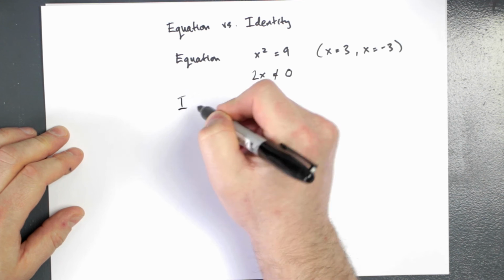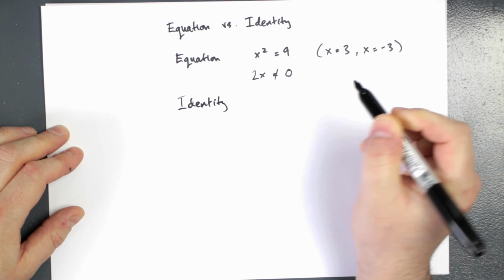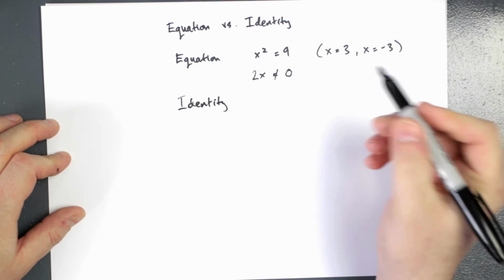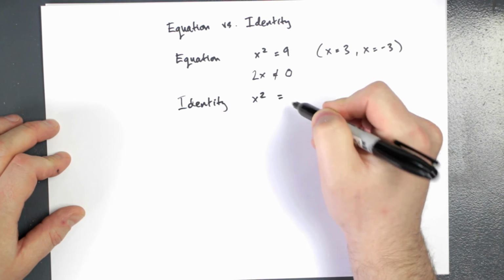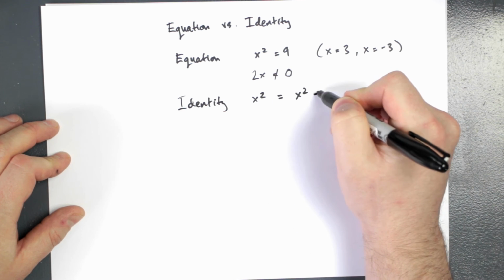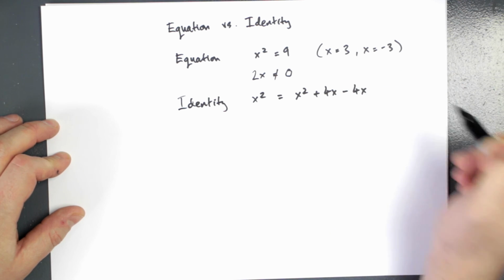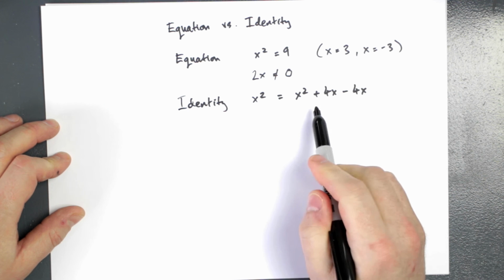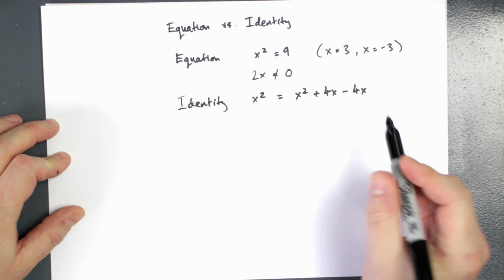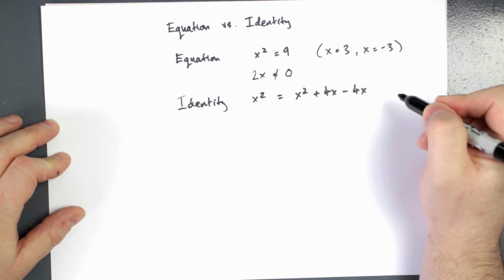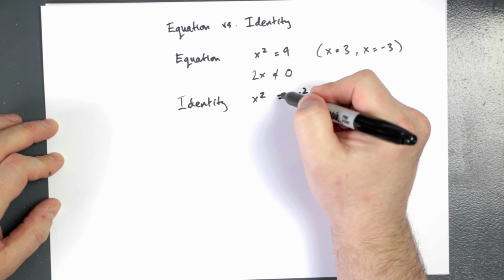However, identities are essentially equations that are true for all x. So let me think of an example. If I said x squared is equal to, well, it's equal to x squared, and I could add 4x and deduct 4x, okay? Now here, it doesn't matter what value x is. This is just universally true for all values of x, okay? So this is what we mean by an identity. It's like an equation that's true for all values of x.